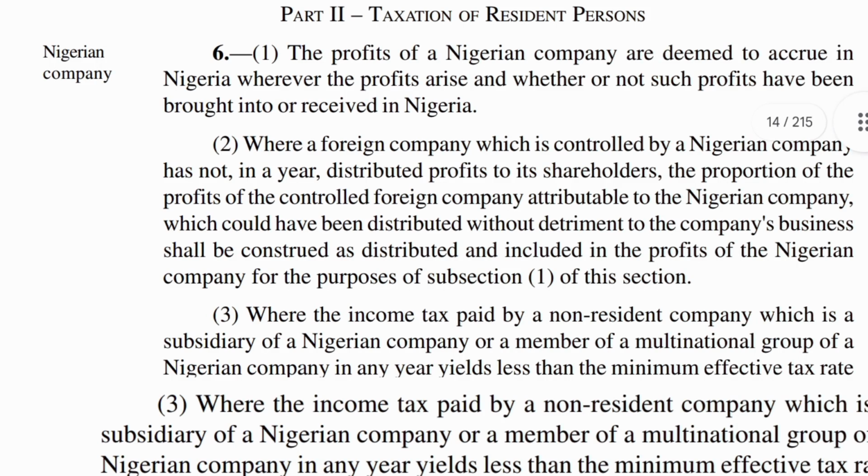Section 6, subsection 1 of the Nigerian Tax Act, which says that the profits of a Nigerian company are deemed to accrue in Nigeria, whether the profits arise and whether or not such profits have been received in Nigeria.